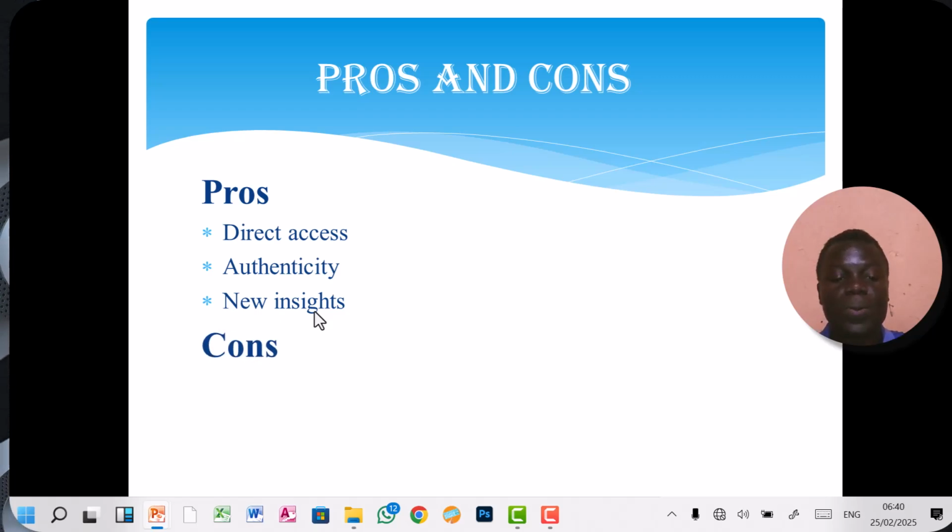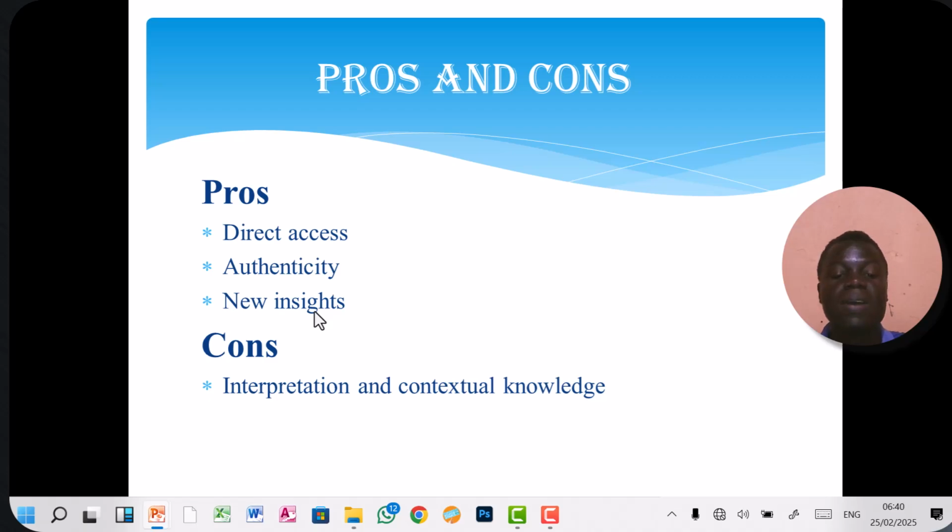Now, let us look at the cons, or the disadvantages, of this primary source of information. One is that it often requires interpretation and contextual knowledge. Some of those events occur in the form of actions, so you need to interpret and contextualize your knowledge so that you'll be able to note down, record the information, and tell someone about it.